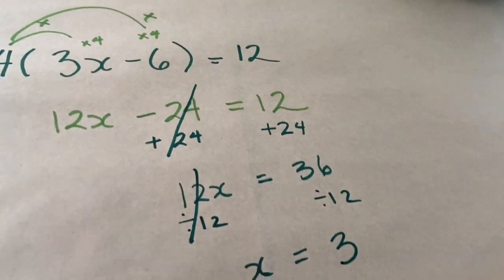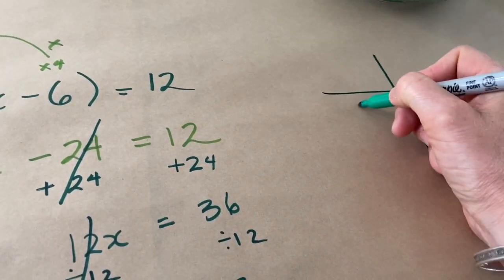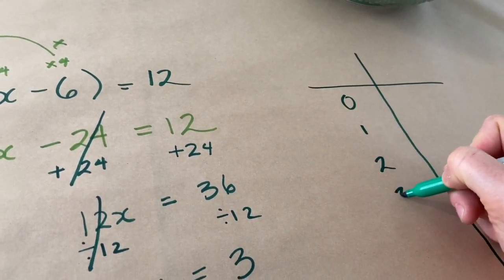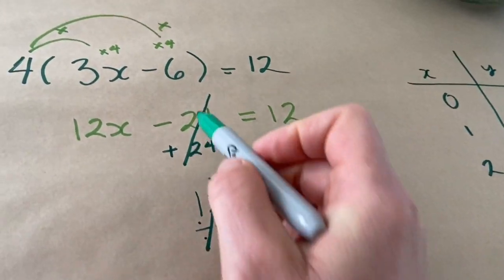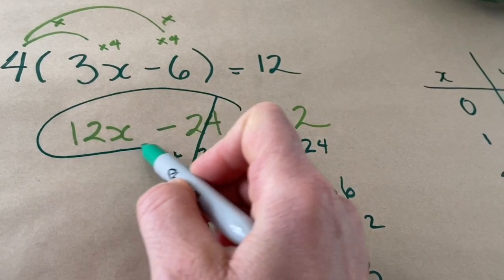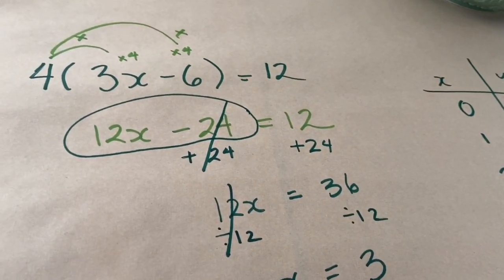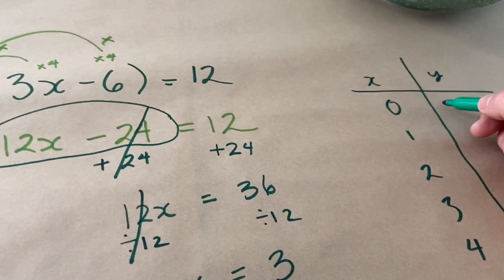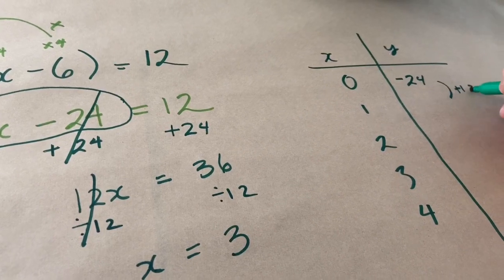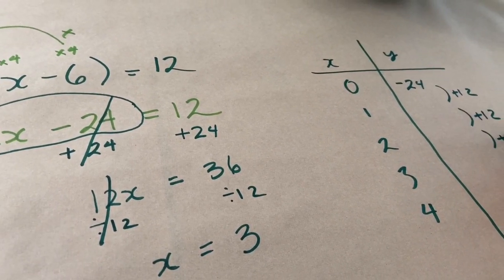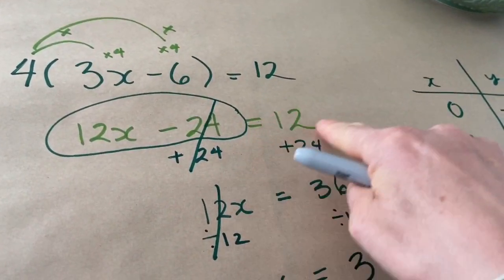Let's make a table of values here to see if we did this correctly. Let's go 0, 1, 2, 3, 4, x, y. Okay, so let's look at this equation that we simplified by getting rid of the brackets. The initial value would be minus 24. The rate of change is 12. It's going up 12 each time. And we want to keep going with my table of values until I get the answer to be 12.